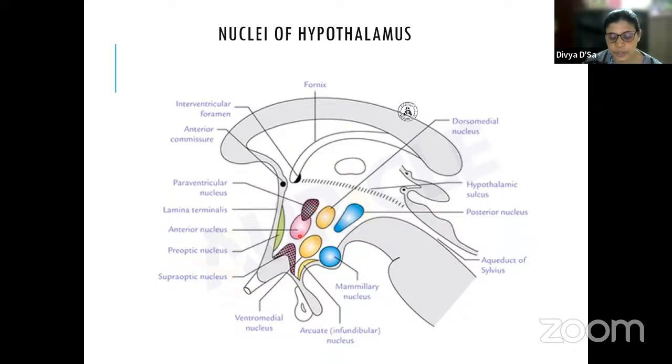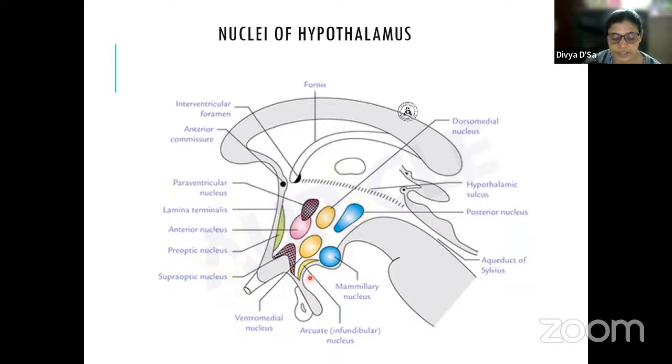So the supraoptic and paraventricular nuclei, what will they produce? Antidiuretic hormone and oxytocin. It's secreted by them. And the anterior nucleus basically regulates the body temperature by dissipation of heat. It dissipates the heat and regulates the body temperature, so basically it stimulates the parasympathetic nervous system.